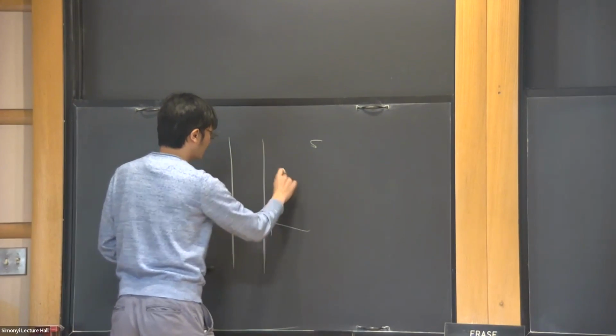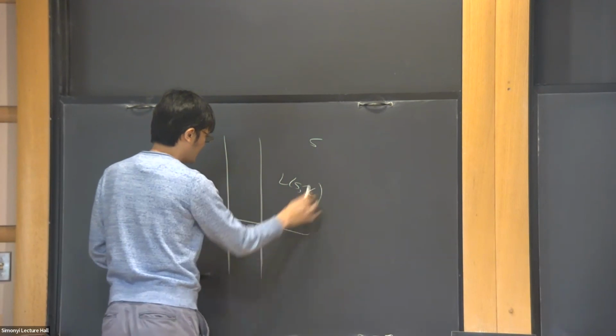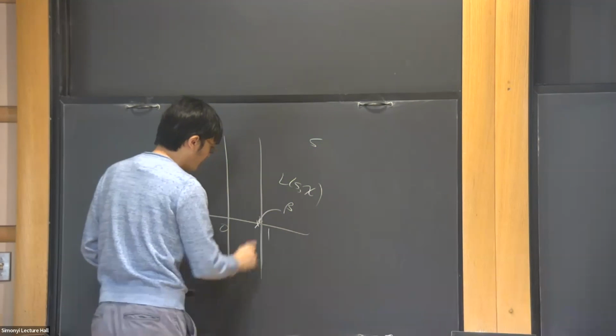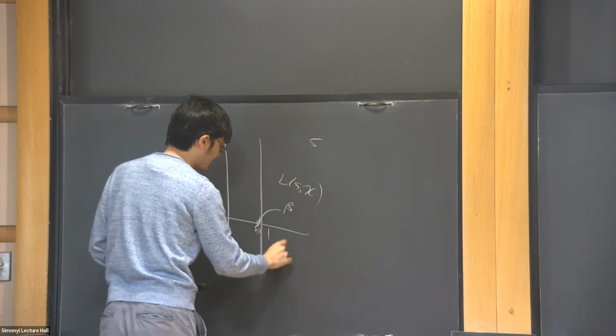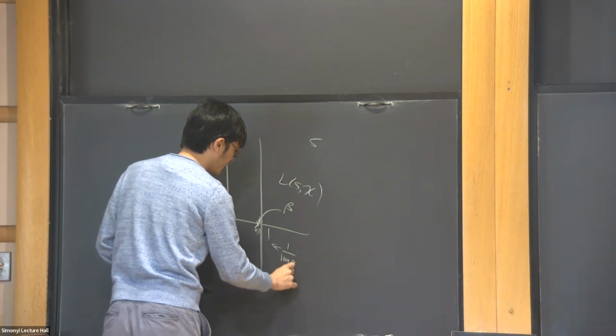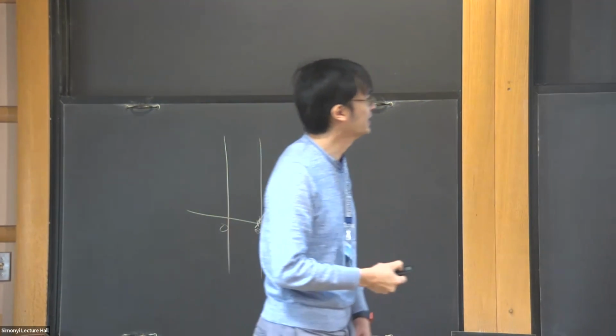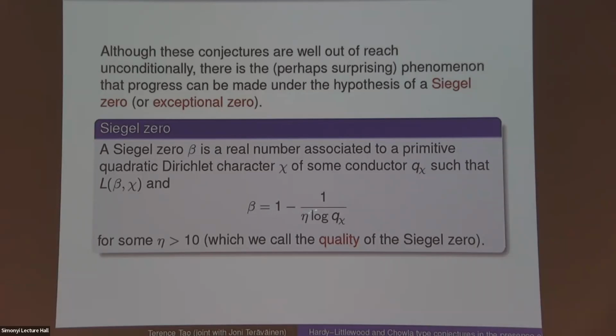The L function has no zeros to the right of 1, and it might possibly have a zero very, very close to 1. If the distance is a lot less than 1 over log of the conductor, we say that it's a Siegel zero. The precise definition I'm giving here is that if beta is equal to 1 minus 1 over eta log Q, where eta is something big, and it doesn't really matter what big is, because they're bigger than 10, this eta I'm going to call the quality of the Siegel zero.